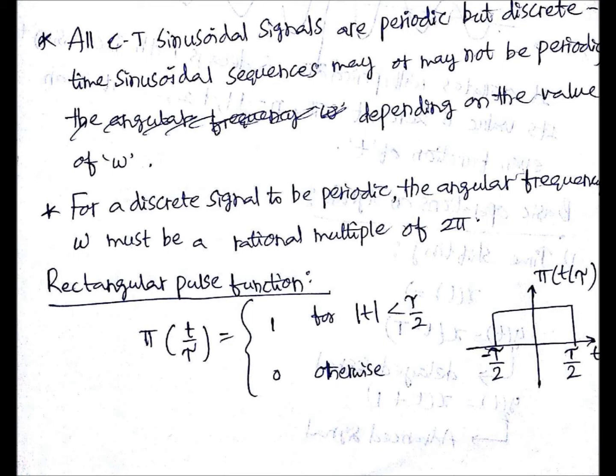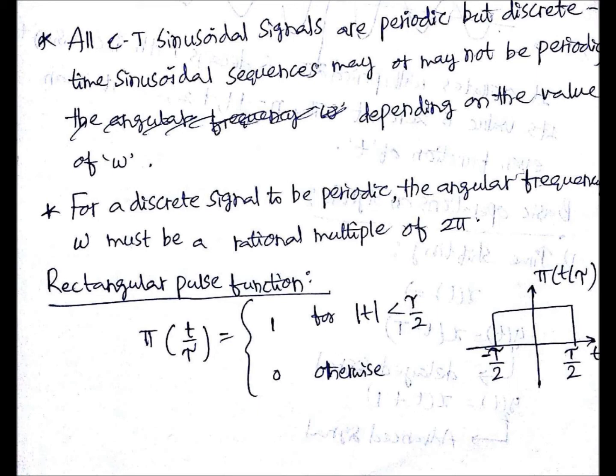And the next important function is the rectangular pulse function. It is defined like this, denoted by pi of t by tau, equals 1 for modulus t less than tau by 2, and it is 0 otherwise. So what is meant by this modulus t less than tau by 2? That means the rectangular pulse is existing between minus tau by 2 to plus tau by 2. The total length of time will be tau.